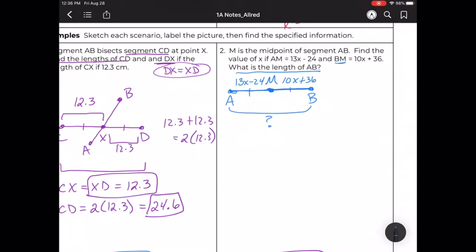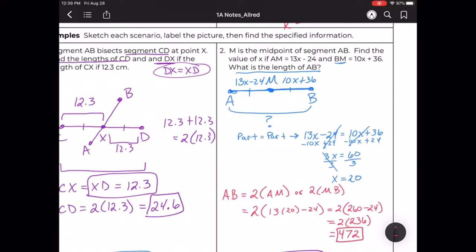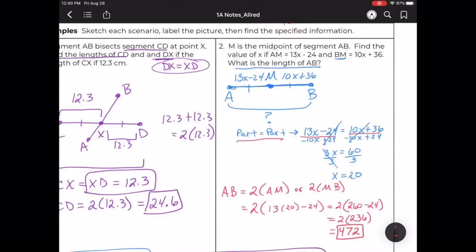Okay? If you need any more time, pause the video. Otherwise, when you set up and solve your equation, you're using part equals part again. That means I can set these two values equal, and when we solve that equation for x, we should get x equals 20. If you didn't get x equals 20, go back and check the equation that you solved.